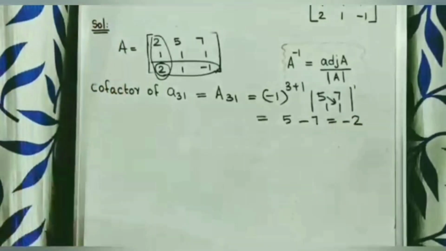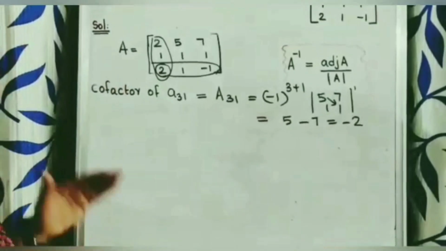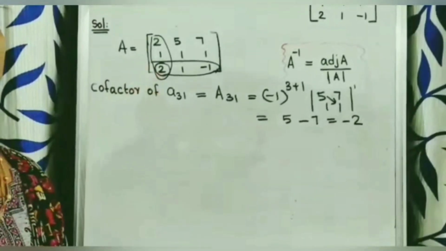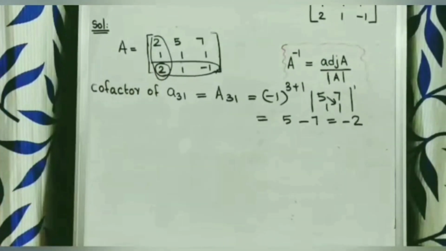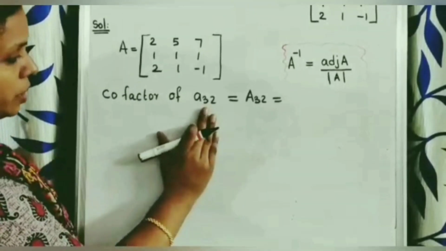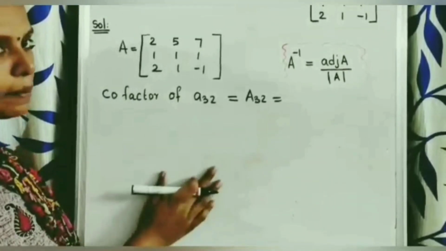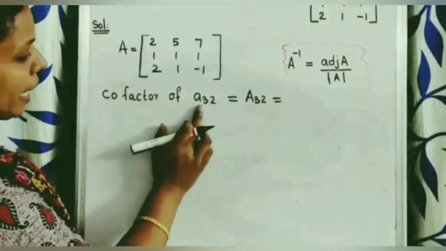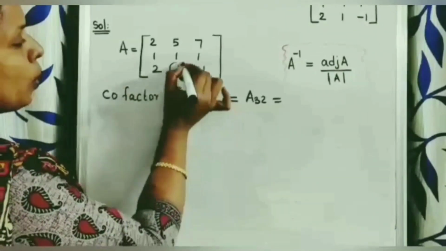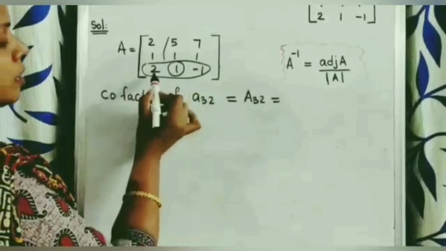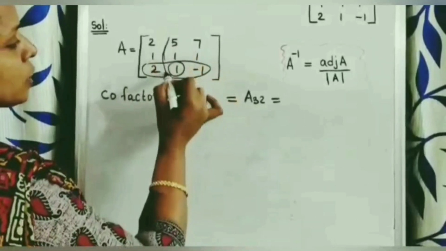Now we get cofactor of A31 is equal to negative 2. That means cofactor of 2 is equal to negative 2. Clear? Next we find cofactor of A32. We denote it as capital A32. Here A32 is 1. Here we eliminate third row and second column.